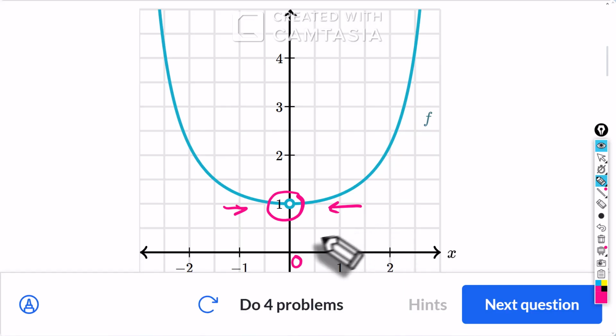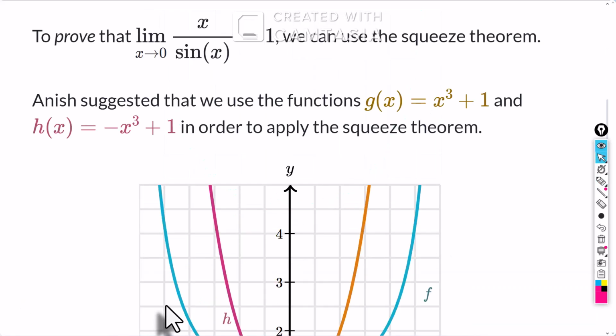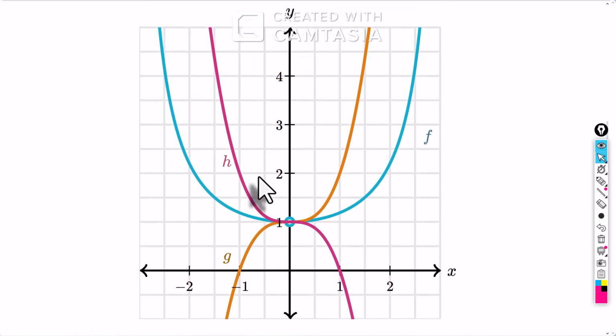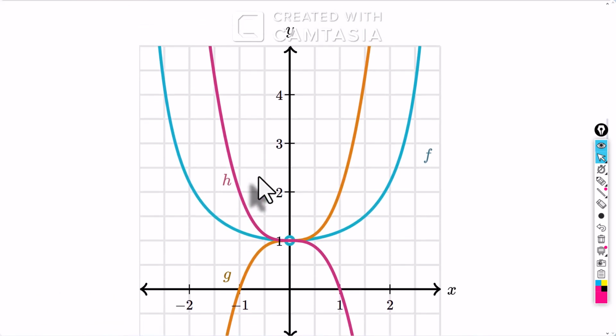Let's apply the squeeze theorem, or let's see what they did. Anish suggested that we use g of x equals x to the 3 plus 1 and h of x equals negative x to the 3 plus 1 in order to apply the squeeze theorem. Does his suggestion seem to be correct? Well, let's see. The function in blue here is the original function. And we're looking for the value of y as x approaches 0, so it has to approach 0 from both sides.